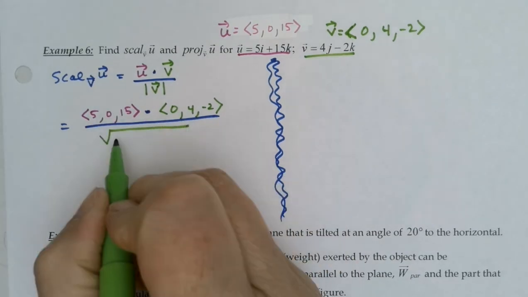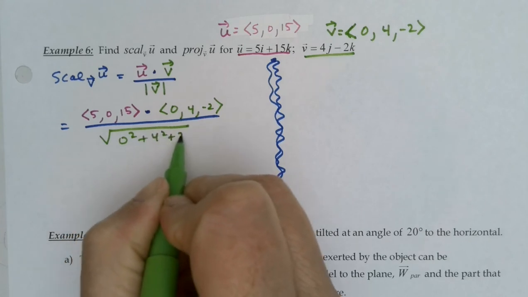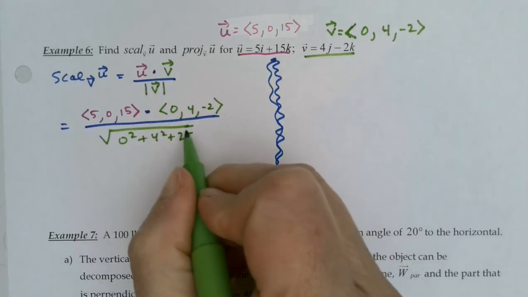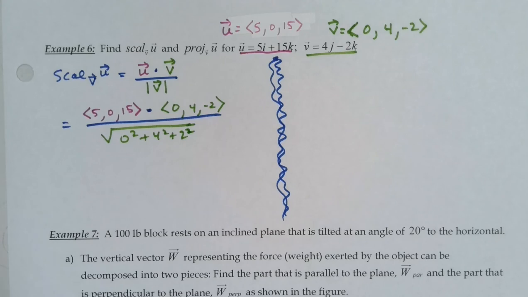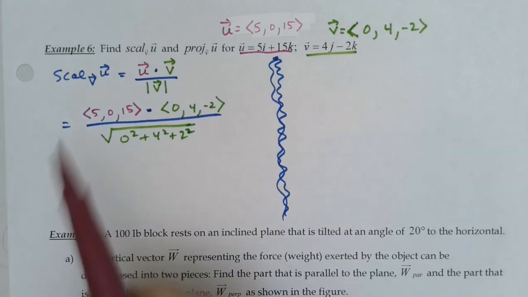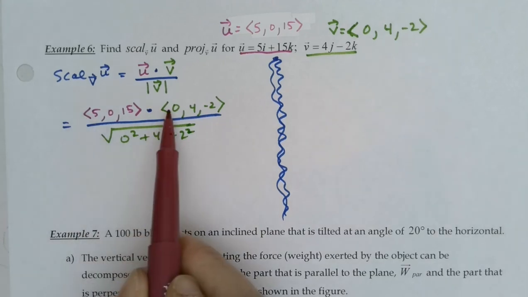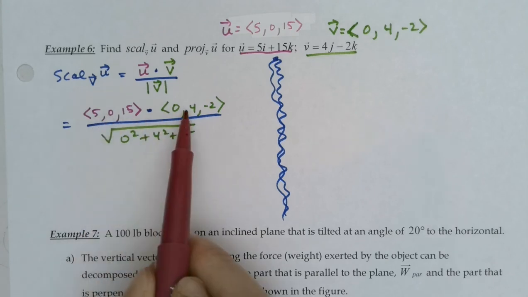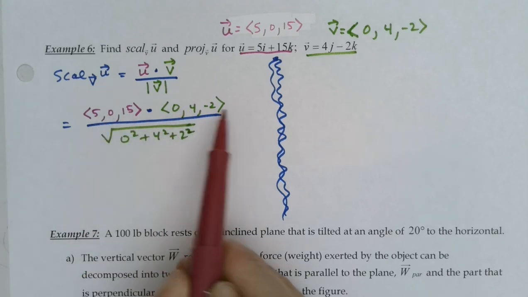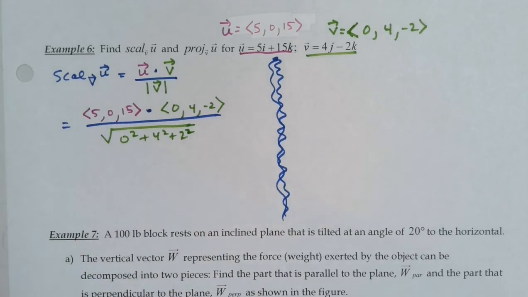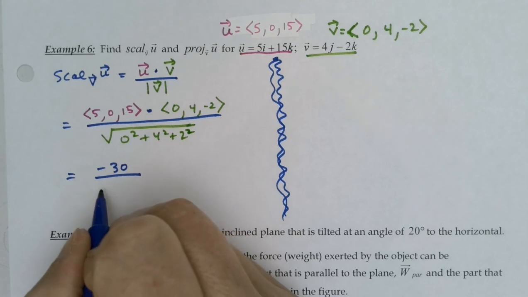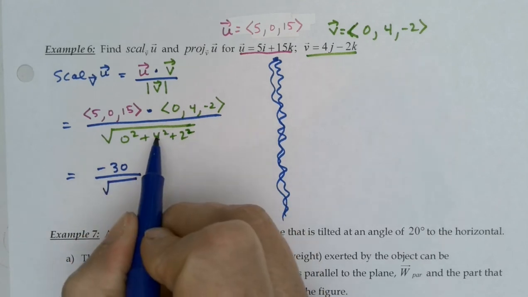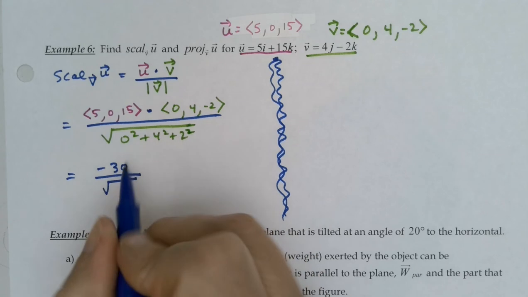So that'd be the square root of 0 squared plus 4 squared plus 2 squared. Of course, since everything's squared, you don't have to worry about the negatives. It's easier if you just make everything positive. Okay, dot product. Remember, the quick way is to just multiply. So 5 times 0 is 0, 0 times 4 is 0, and 15 times negative 2 is negative 30. So that gets us negative 30 divided by the square root of 16 plus 4, so square root of 20.